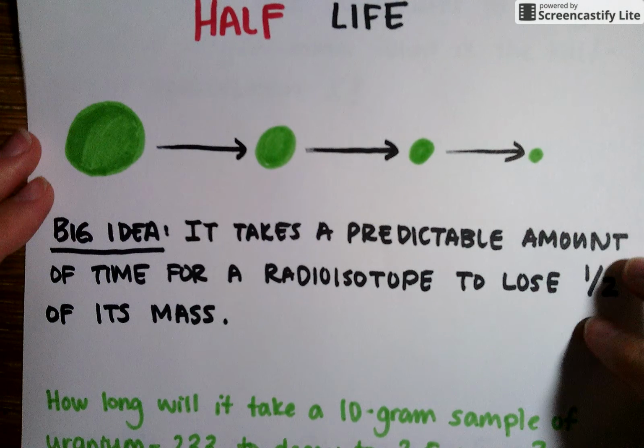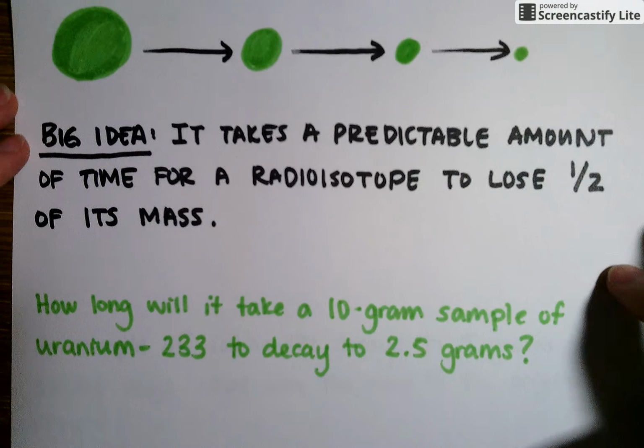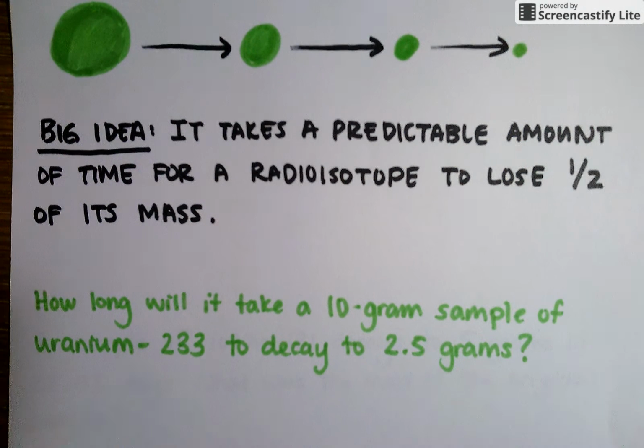So we can take this idea of half-life and use it to solve problems in nuclear chemistry. We know these radioisotopes are going to change over time, but now we can put a number to how long it's going to take for a particular nuclide to change by a certain amount. So this question is asking us, how long will it take a 10-gram sample of uranium-233 to decay to 2.5 grams? So I know I'm starting with 10 grams of uranium, and I want to know how long it'll take to get its mass down to 2.5 grams.